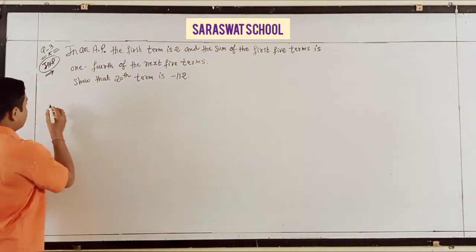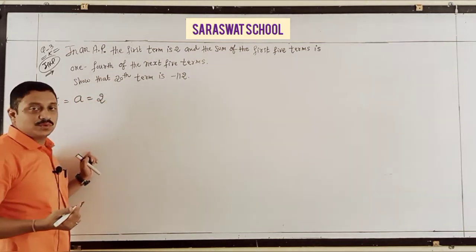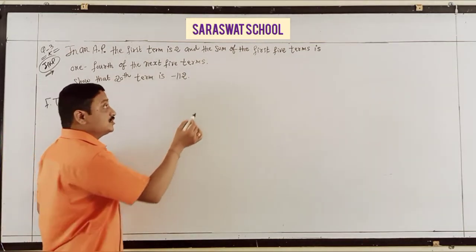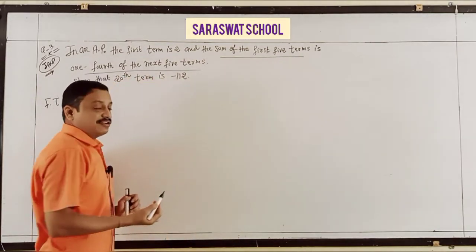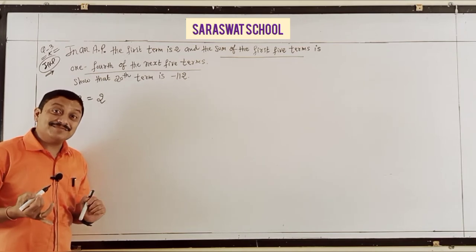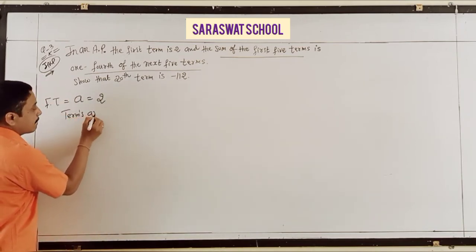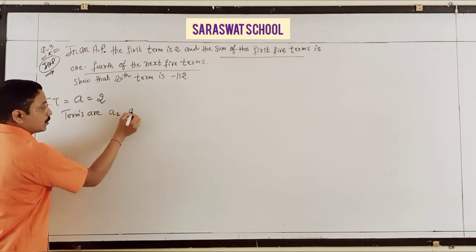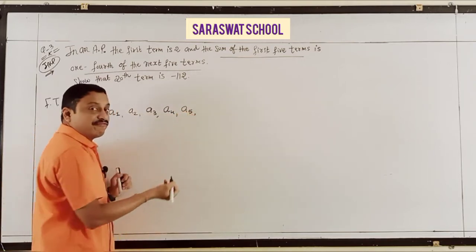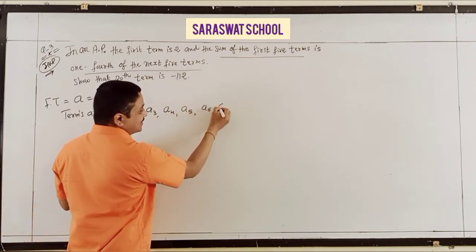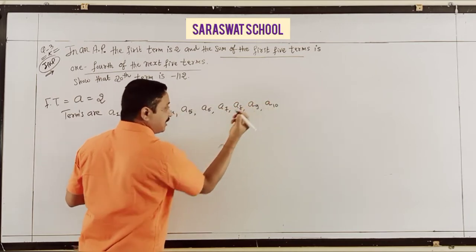First term is given, yes, first term is indicated by small a, which is 2. And the sum of the first 5 terms is 1/4 of the next 5 terms. It means there are 10 terms. Yes, I write down here. Terms are A1, A2, A3, A4, A5, A6, A7, A8, A9, and A10.